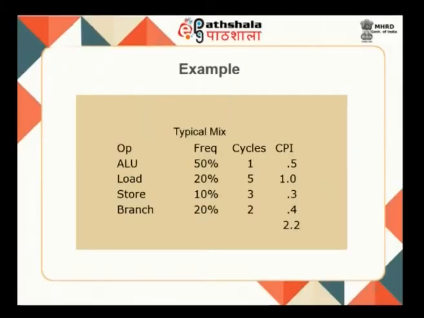So, based on these values, you can always find out the CPI values. Once you find out the CPI values, it is just a product of the frequency and the cycles. So, it is 0.5 into 1, 0.2 into 5, so on and so forth, and the sum of all this gives you the effective CPI. So, you can find out the individual CPI values, and based on the instruction mix, you can find out the effective CPI values.